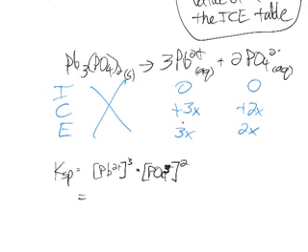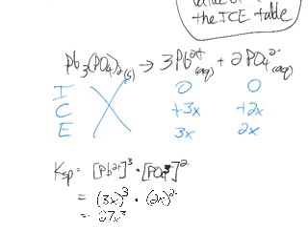So in our ICE table we had 3x for the lead ion and 2x for the phosphate ion. So (3x) squared... actually (3x) cubed times (2x) squared. Don't lose the exponent nor the coefficient. When we crunch these numbers, (3x) cubed is 27x cubed, and (2x) squared would be 4x squared. If you multiply that out, it's 108x to the 5th power.